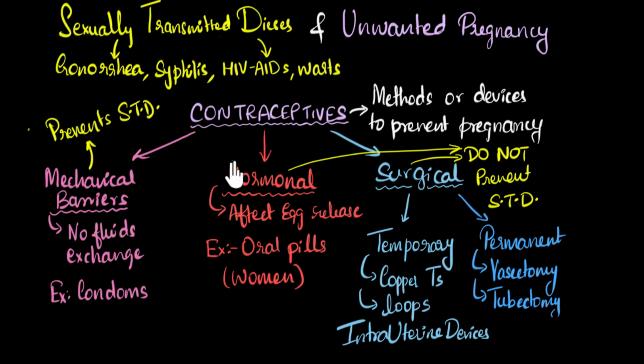And then we have the hormonal methods, in which the hormones, usually the female hormones, are imbalanced, which can affect the egg release and ensure no fertilization takes place. These usually include the oral pills. And we also have the surgical methods, the temporary ones where you insert some devices inside the uterus which kill off sperms, like copper Ts and loops. And we also have the permanent ones. We have surgeries which ensure there is no transfer of sperms from the testes to the penis, or we make sure that the egg cannot reach the uterus.